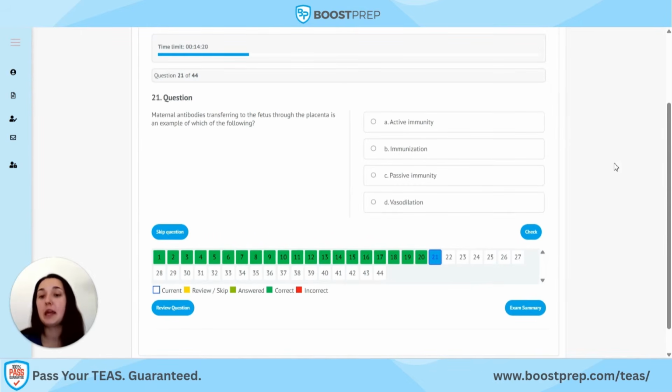Question 21. Maternal antibodies transferring to the fetus through the placenta is an example of which of the following? A. Active immunity. B. Immunization. C. Passive immunity. D. Vasodilation.